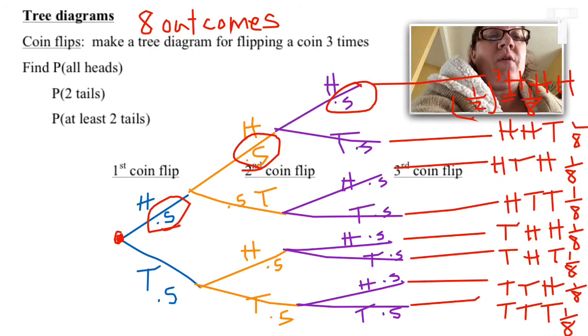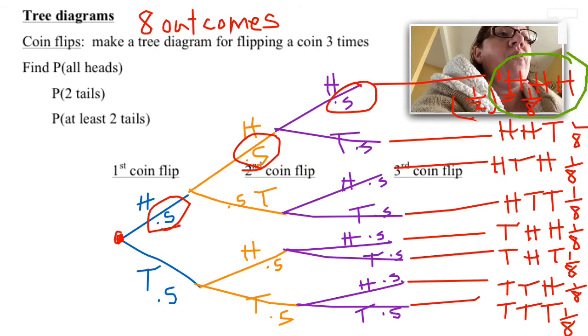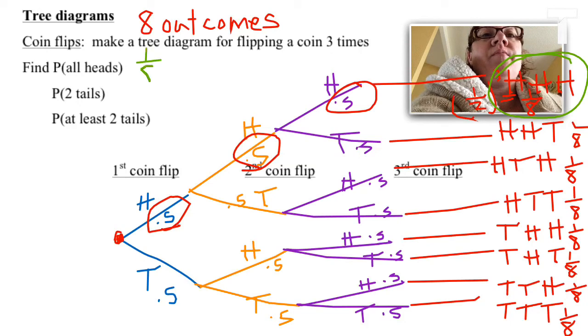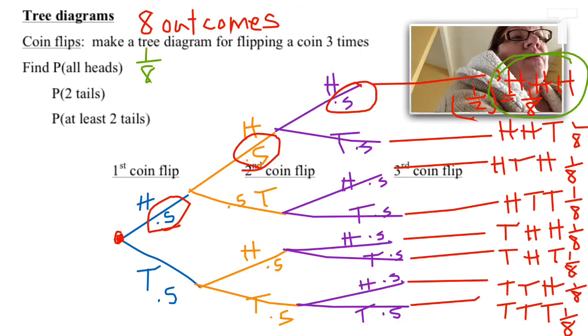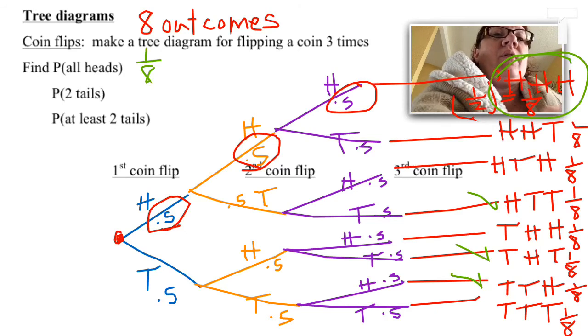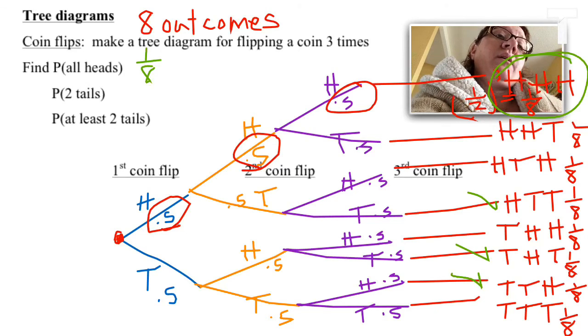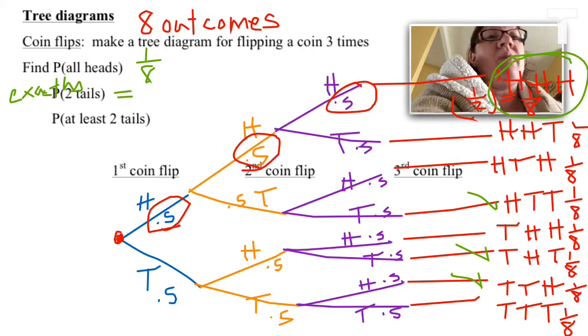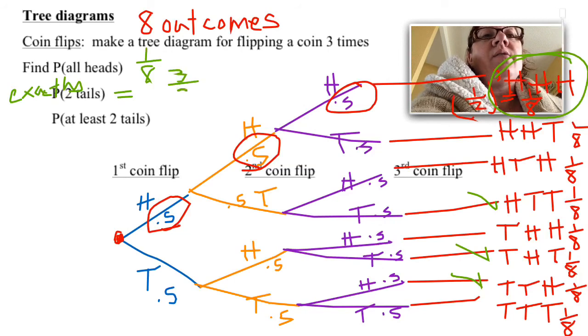So now, if I'm looking for all heads, that only happened on the first outcome. If I'm looking for 2 tails, well, I see 2 tails here, and here, and here. Now, that one's a little ambiguous because I don't know if it means at least 2 tails, like the bottom one, or exactly. I'm going to assume this is exact, since I believe that's what I actually intended. Would have been nice if I typed that. And so that one is 3/8.